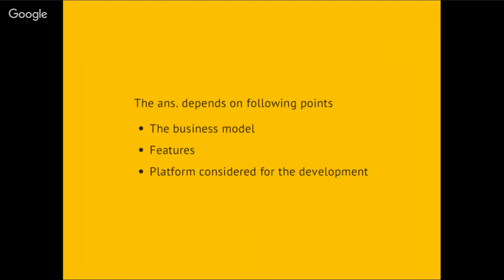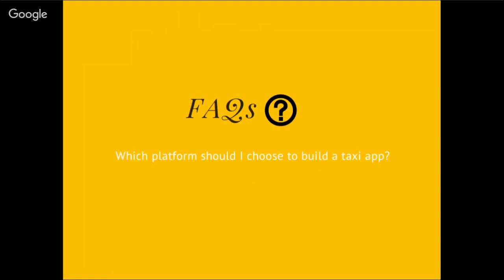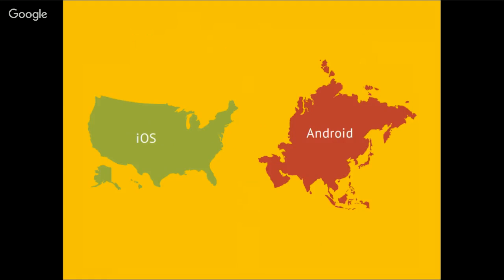Again, it all depends on granularity. Costs can go up and come down. It all depends on exactly the kind of features and drill-down analytics that you are looking for. Which platform should I choose to build a taxi application? So again, it depends on geography. If you're looking at the Americas, you are looking probably at an iOS launch, and if you're looking more at the side of Asia, then probably you could go with Android phones.